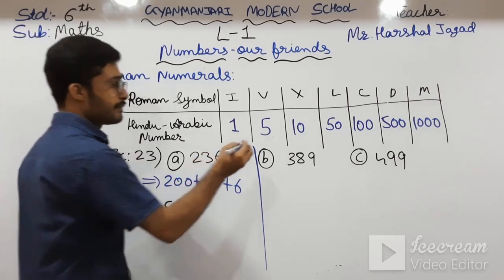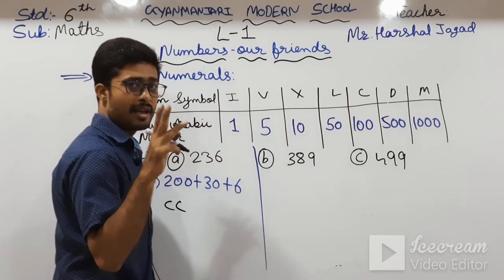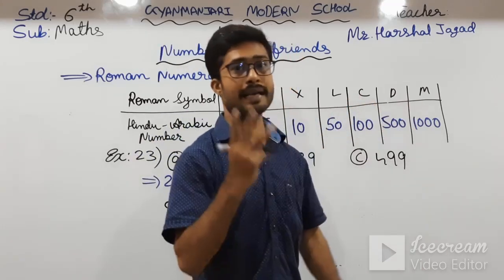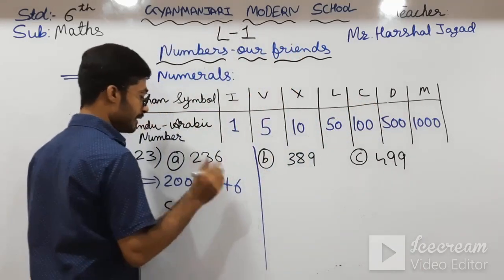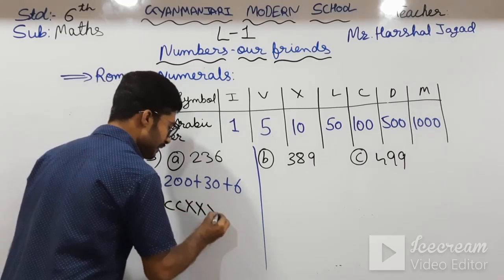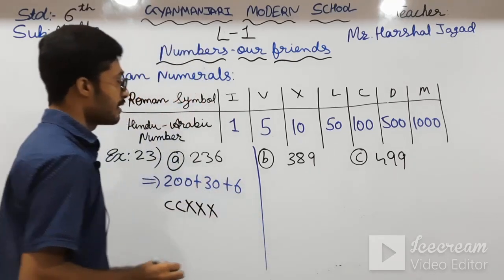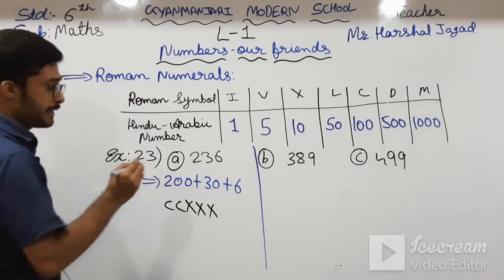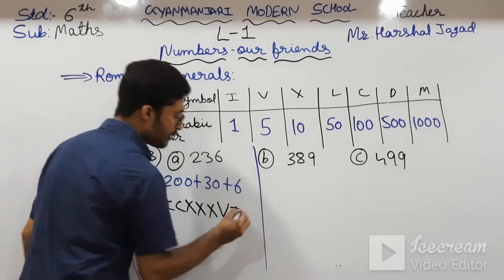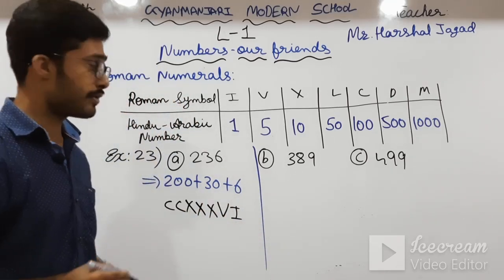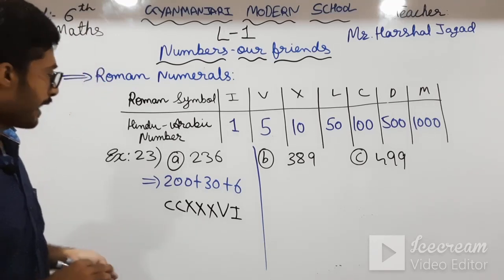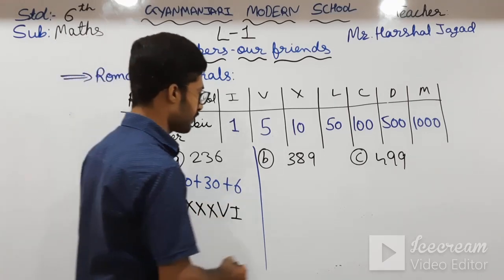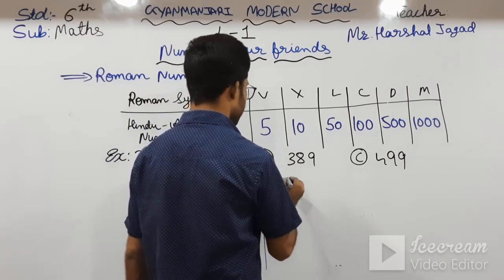30 we can write 3X. We can repeat I, X, C, M maximum up to 3 times. We have seen that in the rule. So XXX. Okay students, now 6. How can we write 6? Just tell me students. We can write 6 as this. Can we write this, students? Yes, we can write. This is the 236.